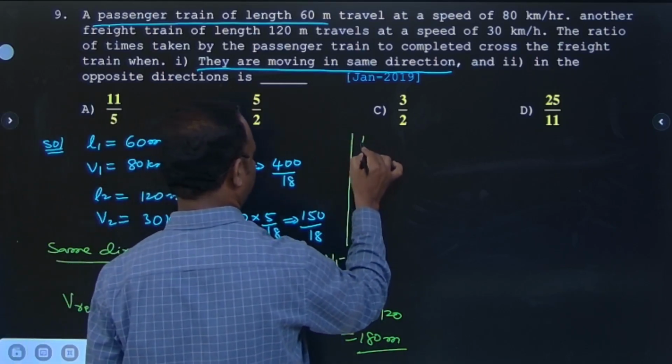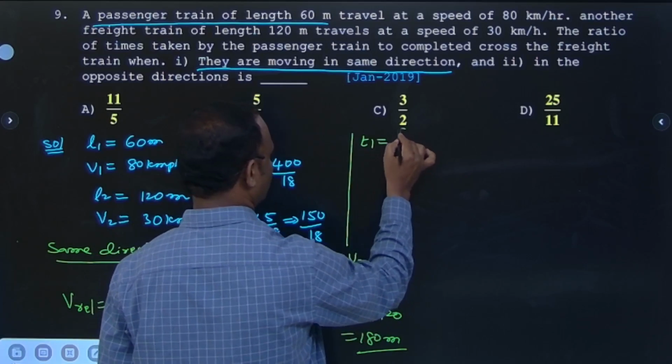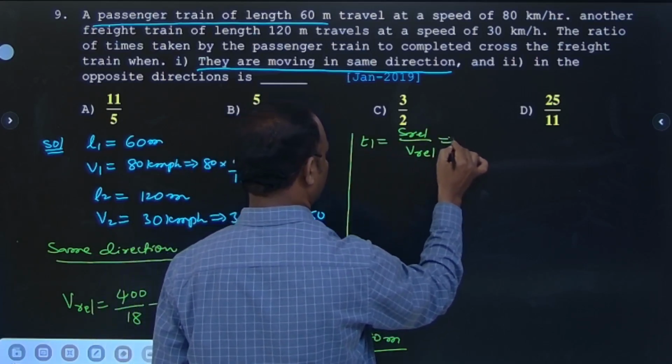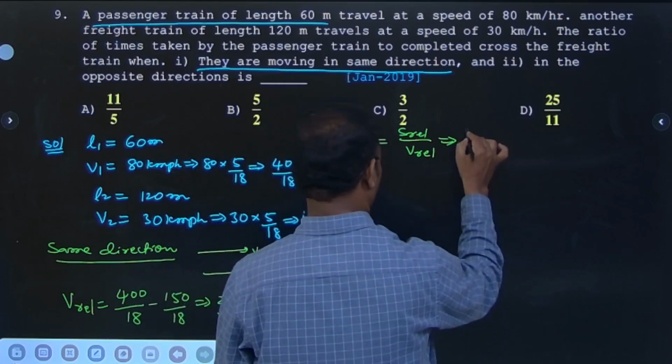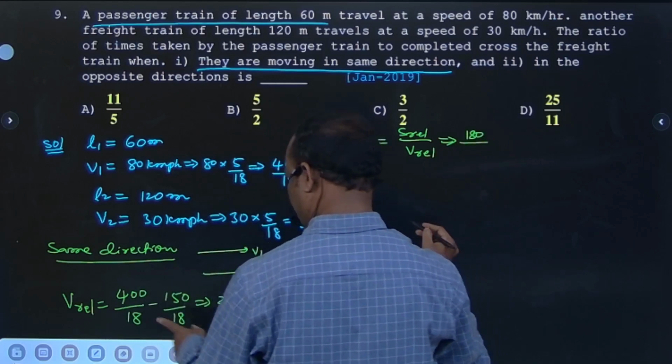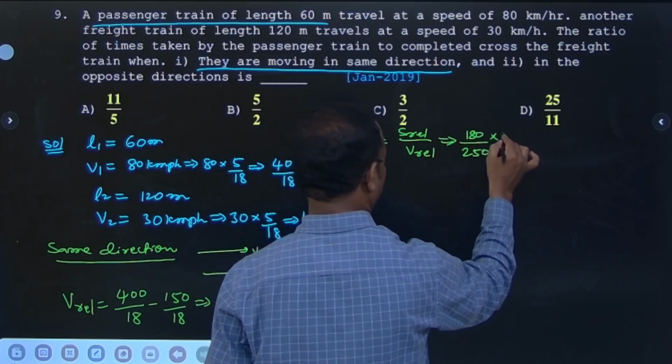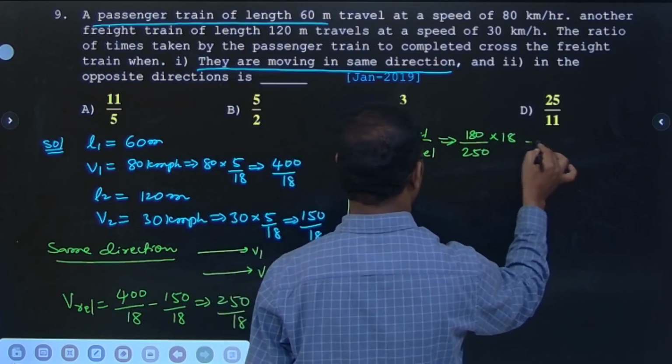Now what is the time taken? T1 is S relative by V relative. S relative here is 180, divided by V relative 250 by 18, which means 180 into 18 by 250. Let it be.